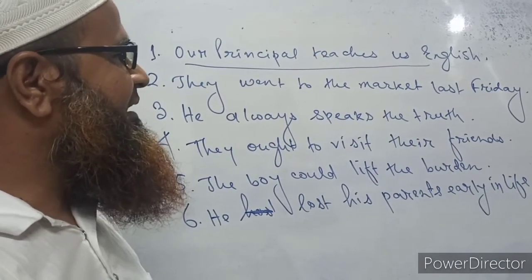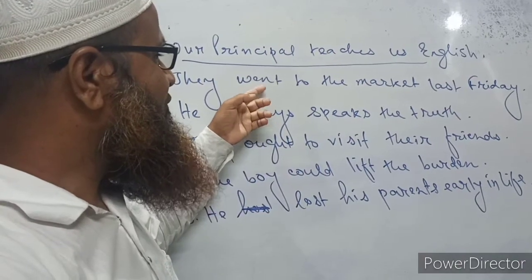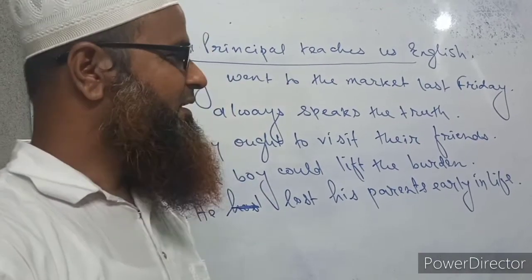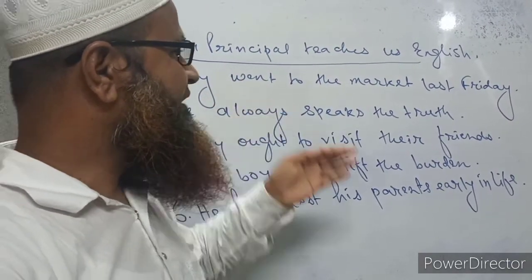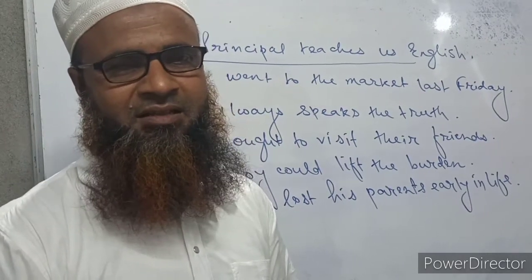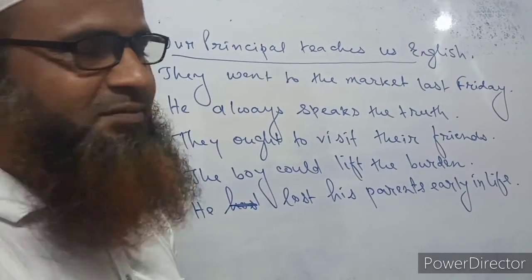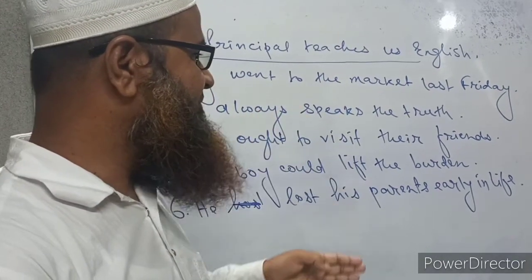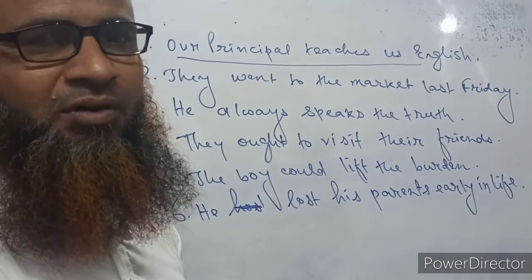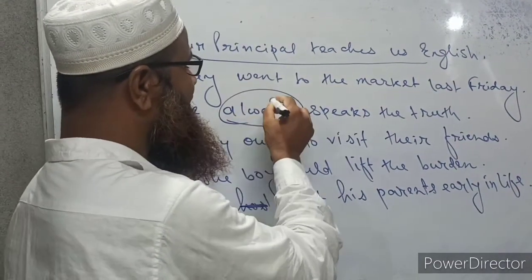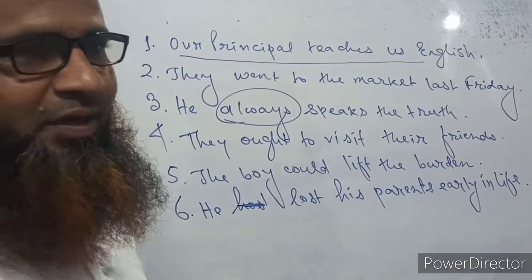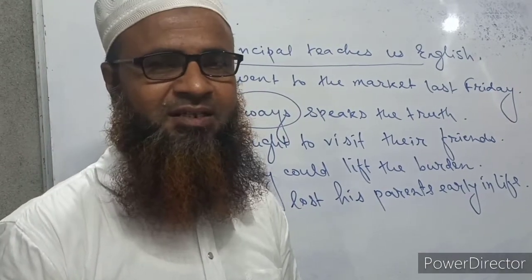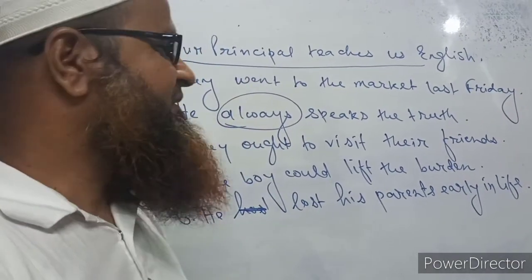Second, they went to the market last Friday. The verb here is went and it is in the past tense. So we should take the help of did here. The correct answer will be they did not go to the market last Friday. Again, he always speaks the truth. If we want to make it negative, there is a very simple rule. When there is always, we should use never in place of always. So we will say he never speaks the truth.